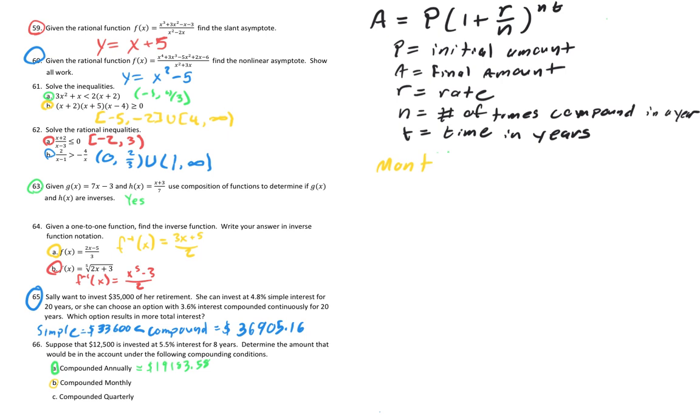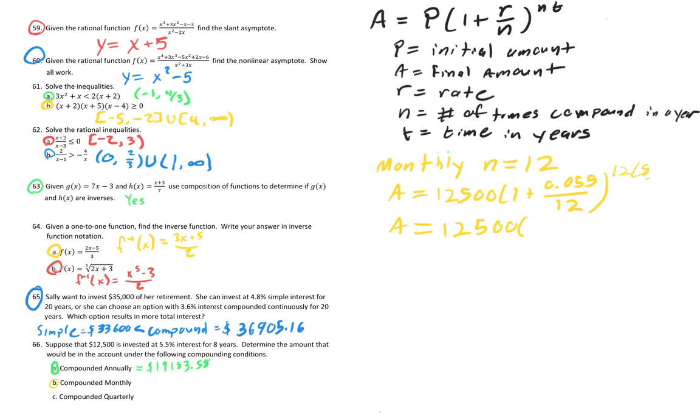When we're compounding monthly, we're compounding once each month. There's 12 months in a year. So our N in this case is going to be equal to 12. So now we're going to say A is equal to our P in this case is 12,500. Then 1 plus our R is still 0.055 over N, which is now 12, and then times 12 times 8, right? So simplify before we plug in the calculator.